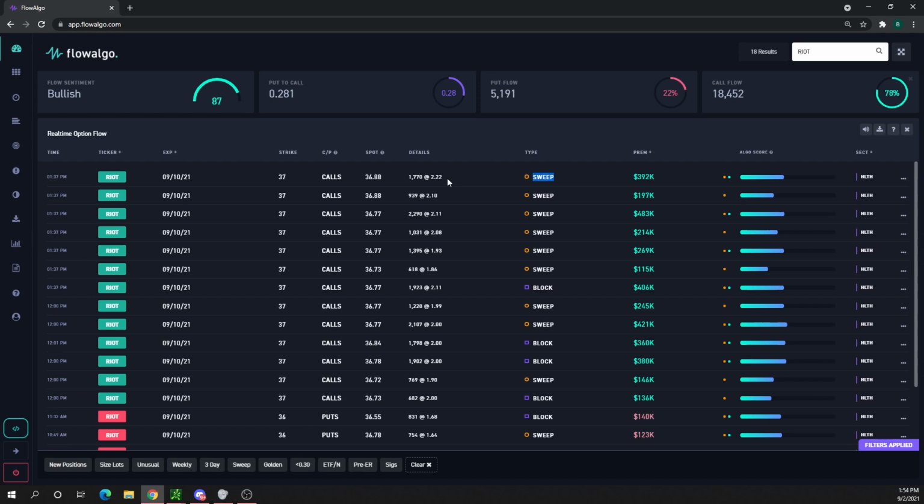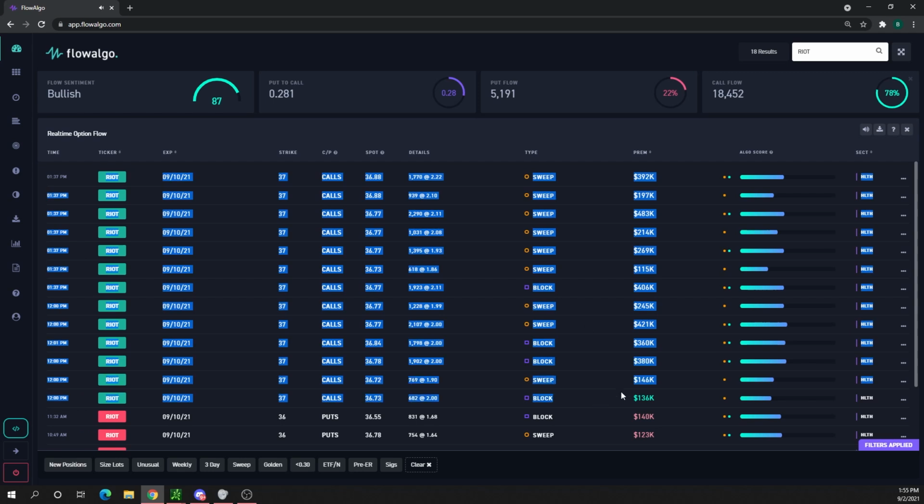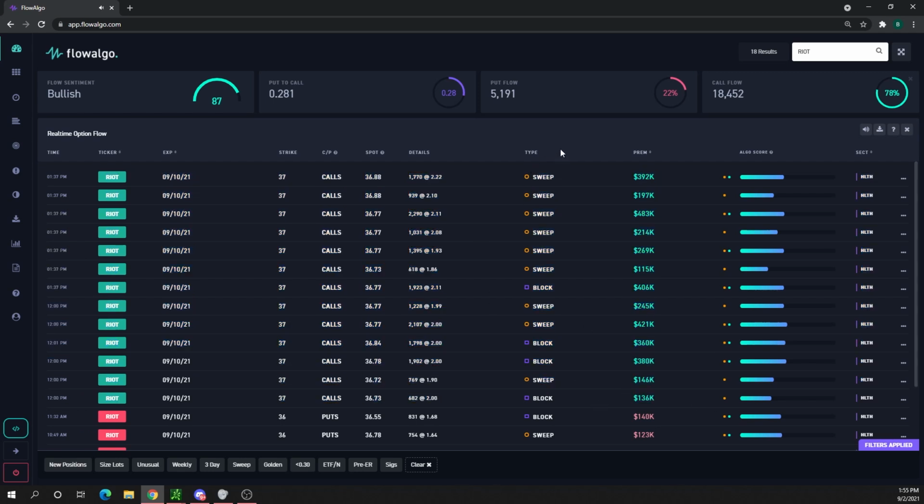When we see these option sweeps, generally we do not want to just follow one of these orders. If I only saw one order of the RIOT $37 call and they put $392,000 into the trade, I'm more than likely not going to follow it. However, if I see 13 different orders for the same exact contracts and multiple sweeps, I know there are multiple buyers trying to sweep the entire market book, and they're getting filled at the ask price because they want to get filled as quick as possible.